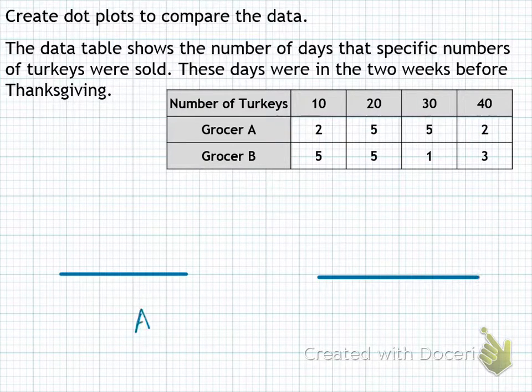Okay, so I want to start by making a dot plot for each of these. I'll label my axes. You want to make sure when you're comparing data and you're the one creating the graph, that they are scaled the same way.